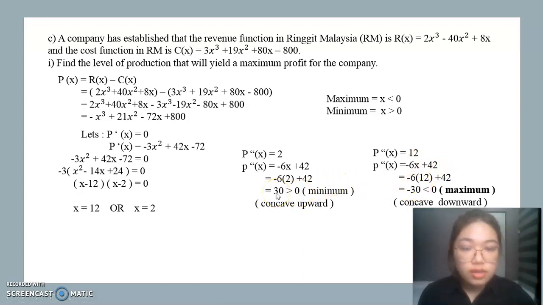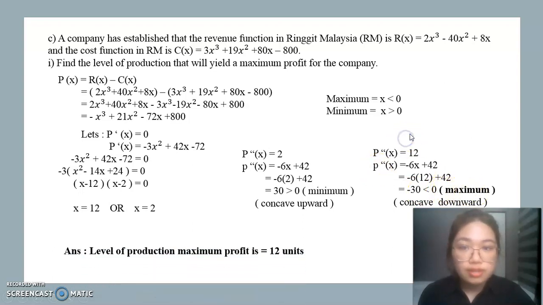The 30 is more than 0, which means it is the minimum point, and the negative 30 is less than 0, which means it is the maximum point. So the level of production that brings maximum profit for the company is 12 units.